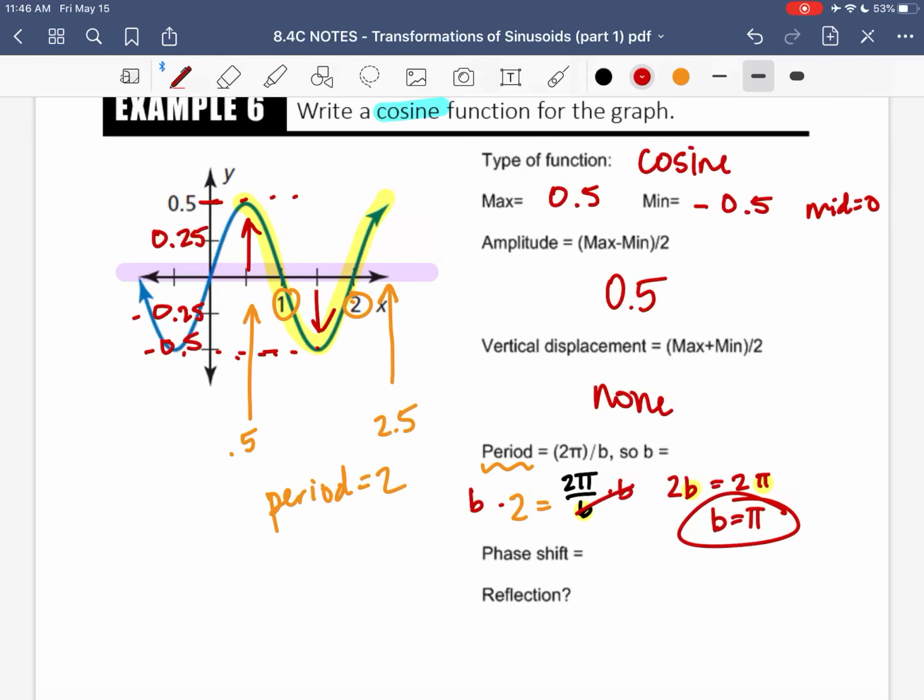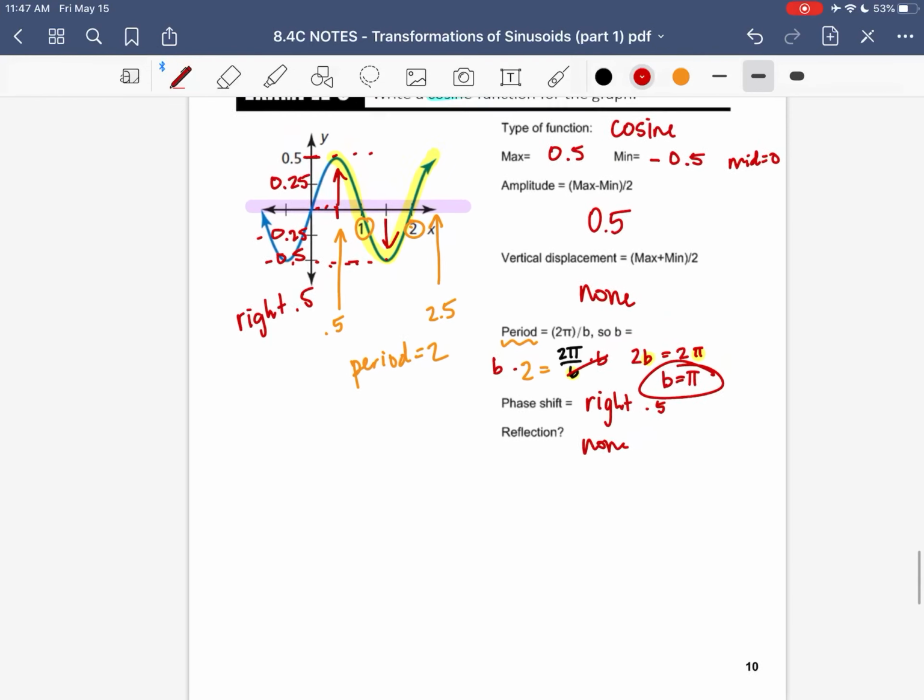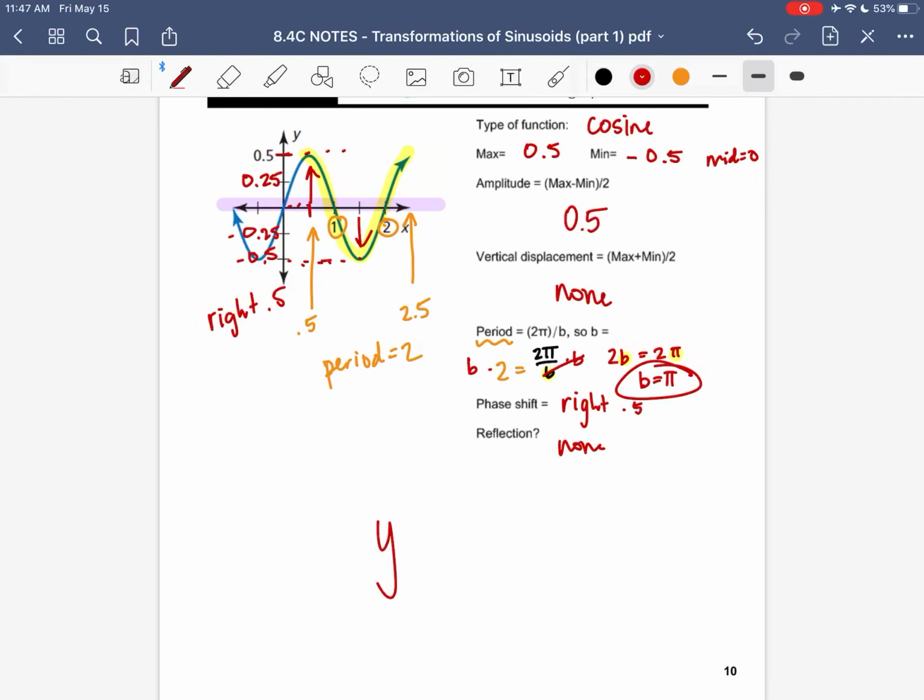All right, phase shift, yes. The cycle that we highlighted doesn't start right here at the y-axis. So we shifted it over 0.5, so we went right 0.5, then right is going to be a minus 0.5. And a reflection, nope, we started at the top, so we don't need a reflection.